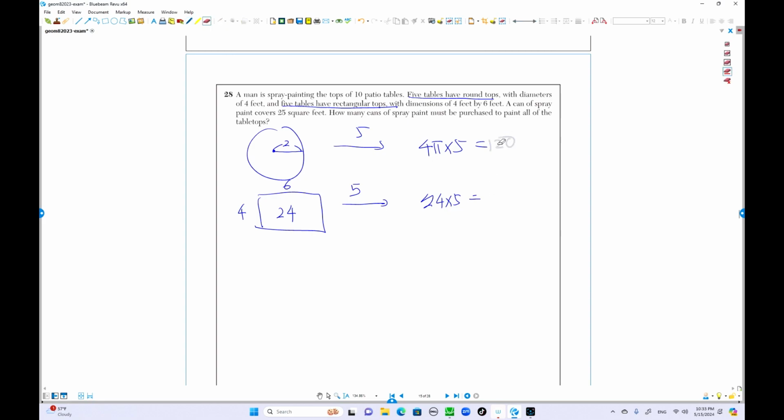This is 20 pi, I'm sorry. This is 20 pi, and this is 120. The sum of the area is 20 pi plus 120. But you need to divide, because the coverage area is 25. It takes 1 can. So divide by 25.